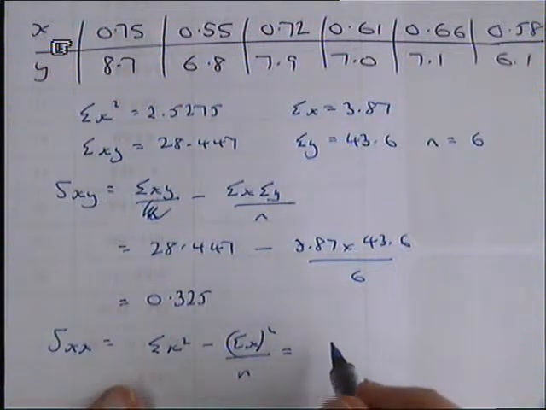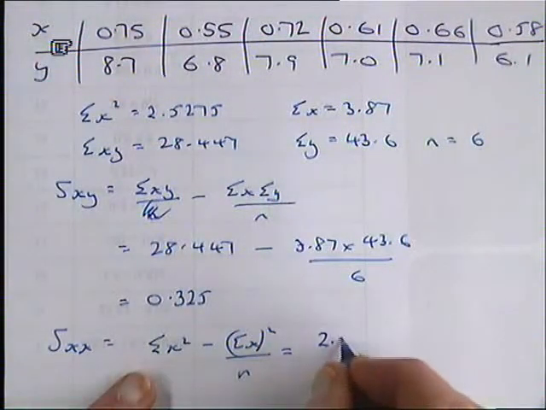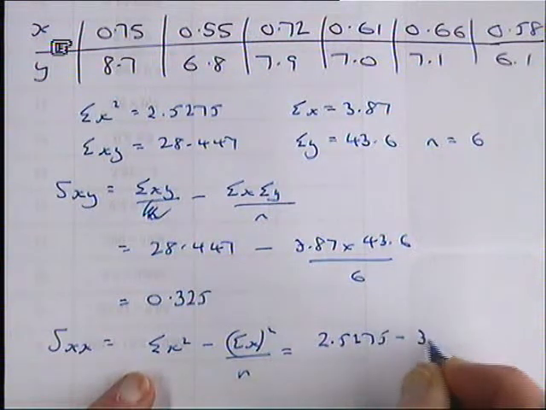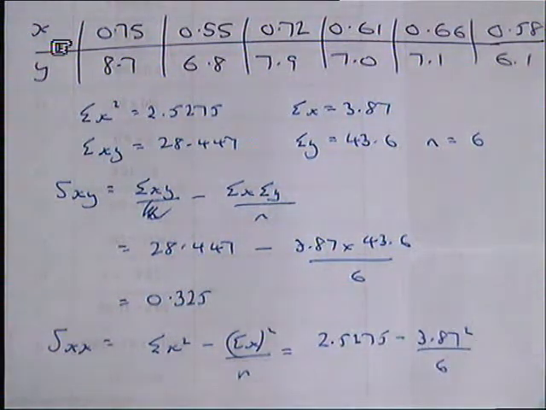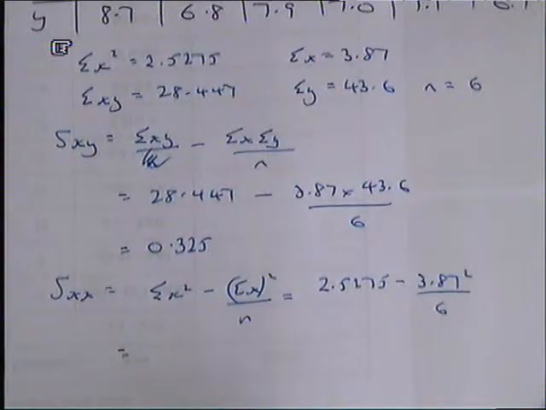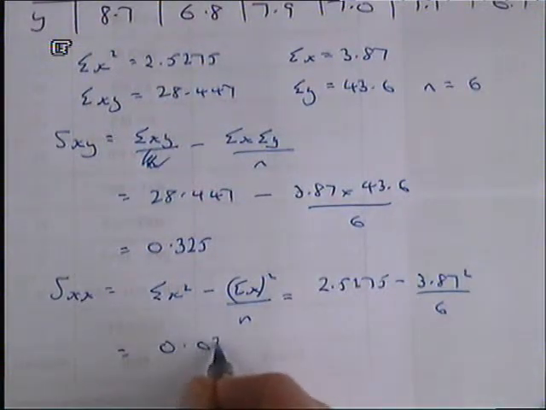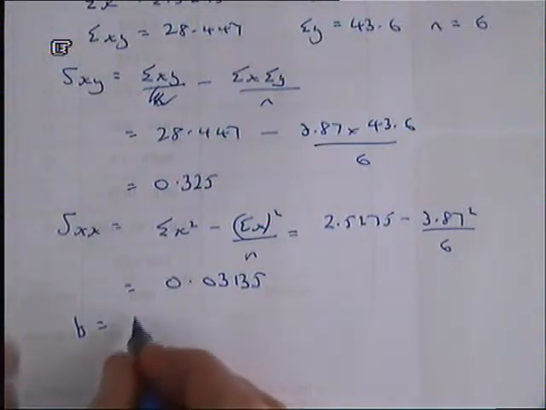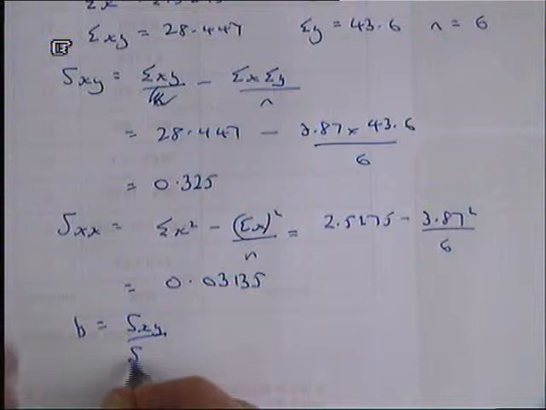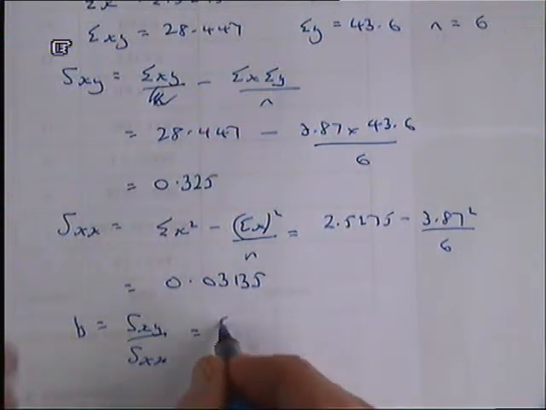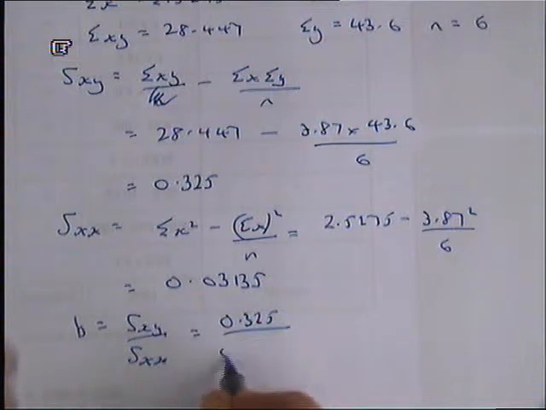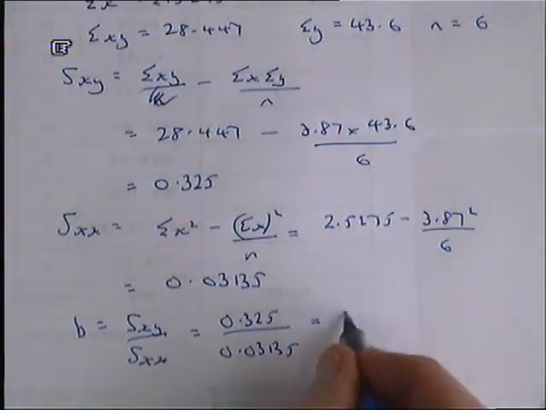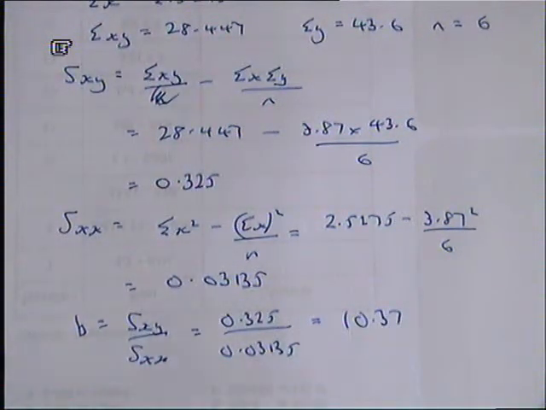Then we would need to work out Sxx, which is sigma x squared minus sigma x all squared over n. And again we can get these bits of information. That's 2.5275 minus 3.87 squared over 6. If you put that into a calculator, that one works out to be 0.03135. When we have those two things, step 1 was to work out the value of B, which is Sxy over Sxx. So that will be my 0.325 divided by my 0.03135. If you work out B, that's 10.37.